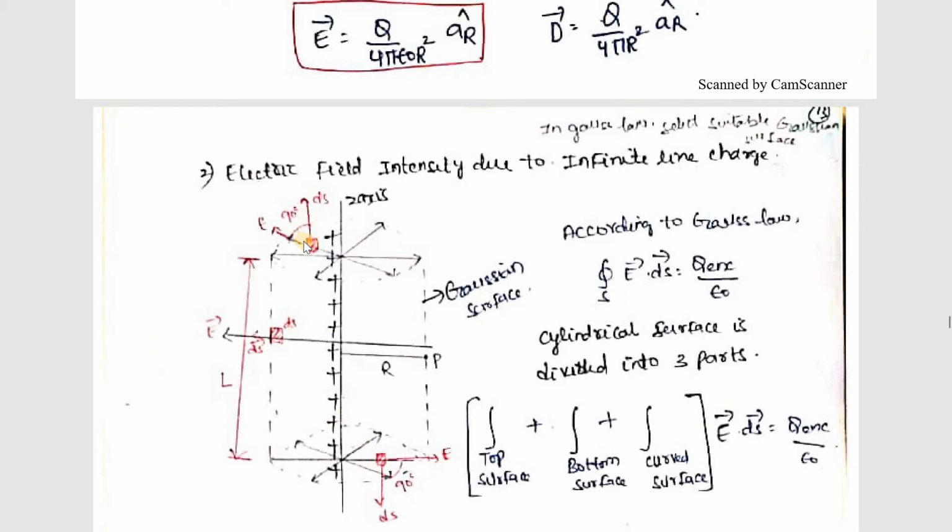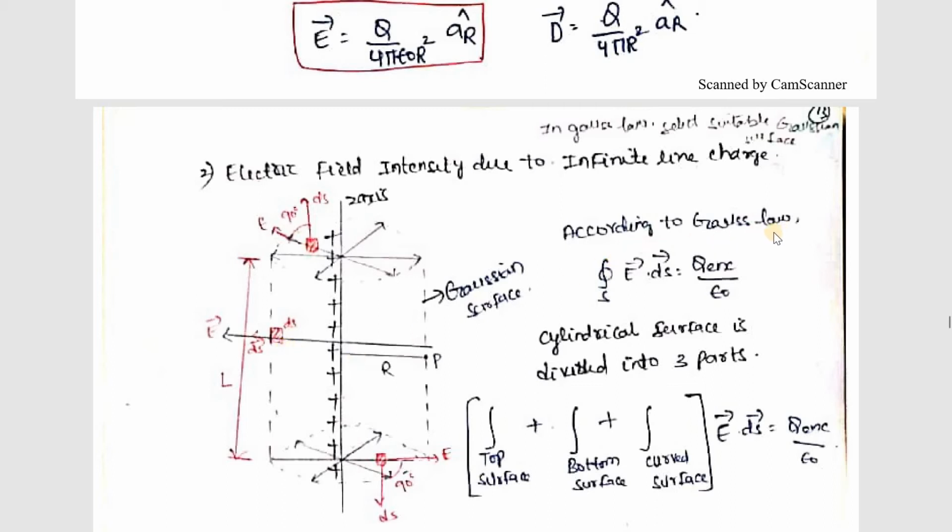Now at the top, if you select any differential surface like this, then the ds will be going upwards. Means it will be E and ds, and it is 90 degrees. Even down also it will be going downwards. So E direction is this and ds direction is this. So it is 90 degrees. Now here the charge will be moving like this along the sides. So here E and ds directions are same. So at the top and bottom the angle is 90 degrees, and at the side the angle is 0 degrees.